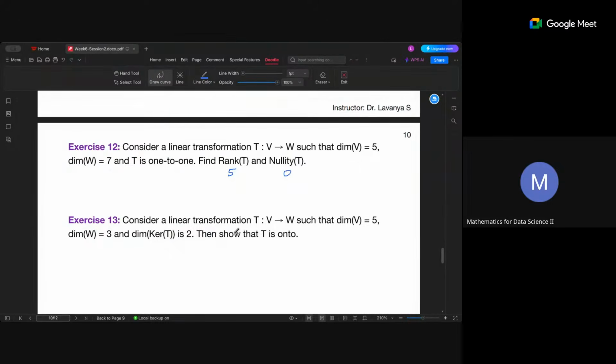The next question: it is given that dimension of V is 5, dimension of W is 3, and dimension of kernel of T is 2. Show that T is onto. How can we show this? If the dimension of kernel, that is nullity, is 2, then what should be the rank? Dimension of V minus nullity, 5 minus 2, is 3, which is the dimension of W. So T is onto.